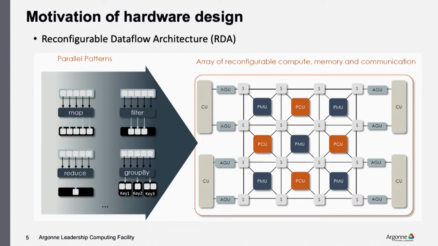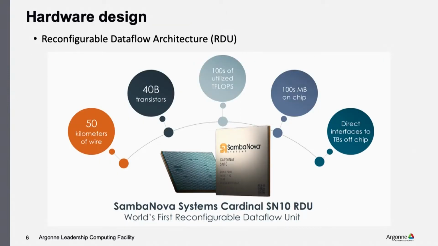So that is some basic information about what the RDU is, the reconfigurable dataflow architecture. As we can see, this is the chip from SambaNova. It has a lot of transistors, and the peak performance of this one chip is about 100 teraflops.